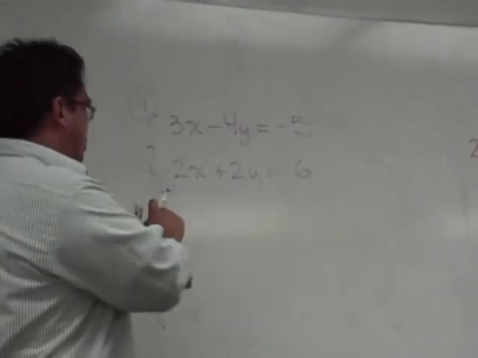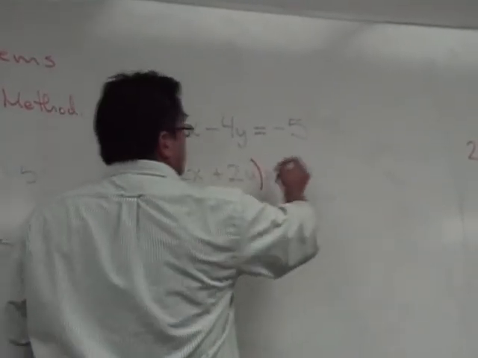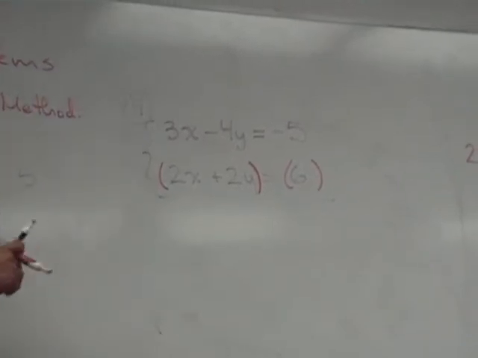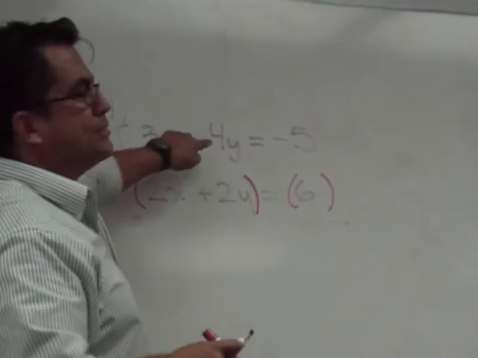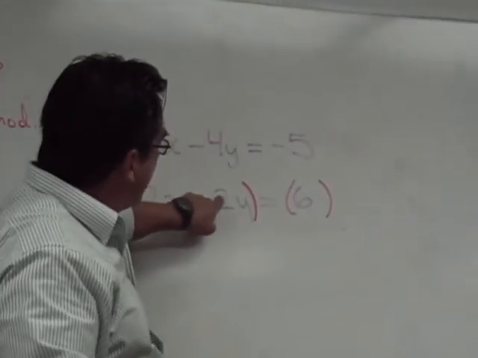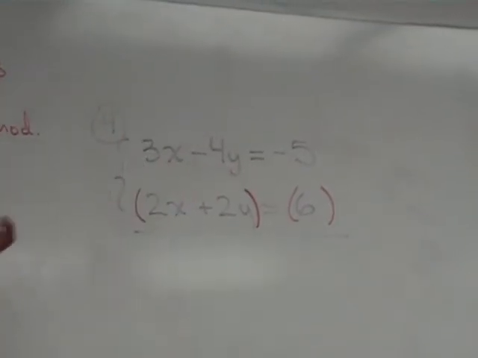But your job is to select a number that you can multiply one of the equations, or both, as I'll show you in just a moment, so that one of your variables will disappear. So once again, I've decided I'm going to cancel the y's. Why? Because I can change this number into the opposite of this number. That was my decision. Okay?